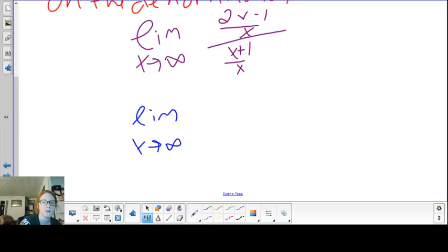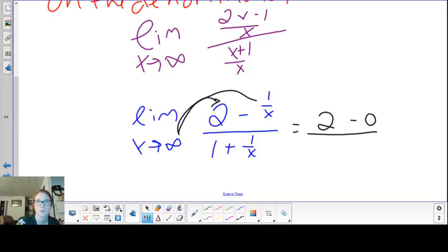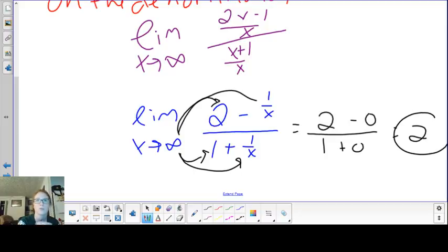The x's with the 2 cancel, so I'm left with 2. I don't have anything else to cancel on top, so it's 2 minus 1 over x, over 1 plus 1 over x. Now I have this simplified down. Let's see what happens when we start plugging in infinity. Well, again, when I take the limit of a constant, it's just going to be that constant. When I plug it in here, it's just going to be 0. On the bottom, again, it's a constant, so 1. And then again, a fraction, so that's going to be 0. So it's 2 divided by 1, which is just 2.